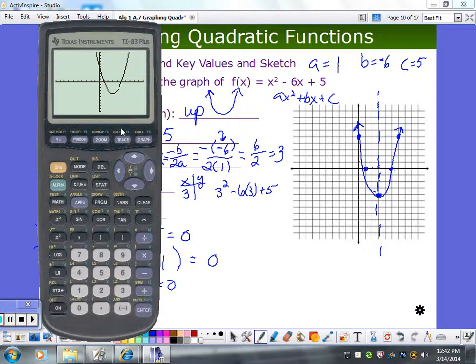Look at calc. See calc? Remember calc? See your trace button? Look up one. See the word calc? Same color as your second button. Press second and trace. Do you want to find the zeros first and see if they work? Yeah. So press number 2, 0.